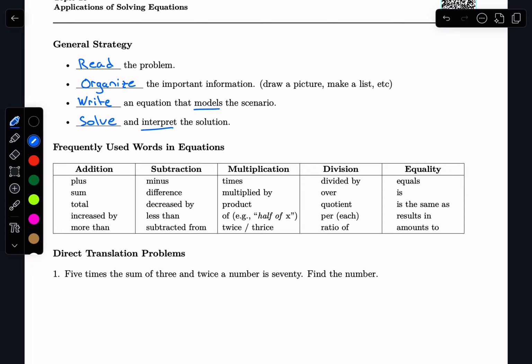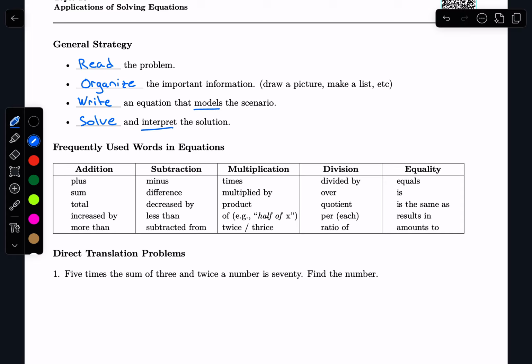For addition, we have the word plus, sum, total, increased by, and more than. These are very common phrases that tell us that we should be doing addition. Okay, obviously the word plus is what we call the symbol, so that one's not too bad. But the word sum means directly to add together two quantities to find the sum. And then increased by and more than are going to get used a lot in these lessons and in these problems.